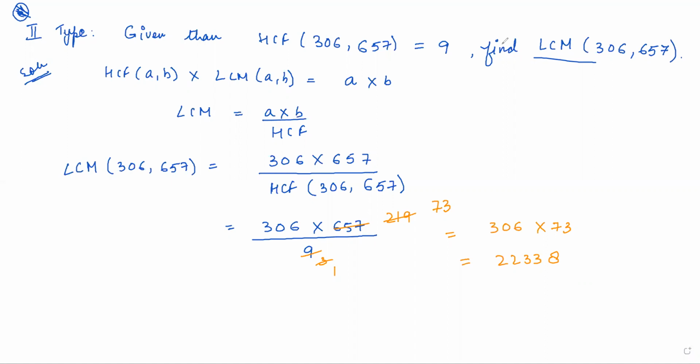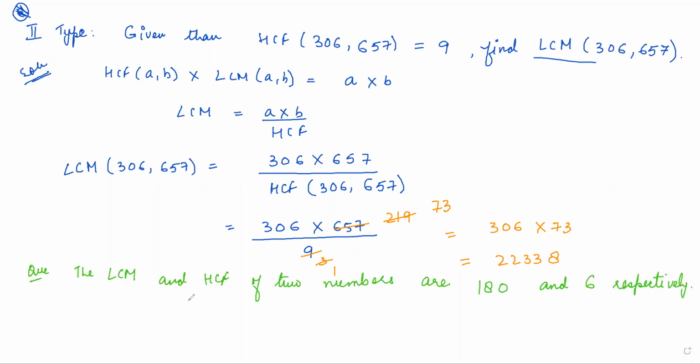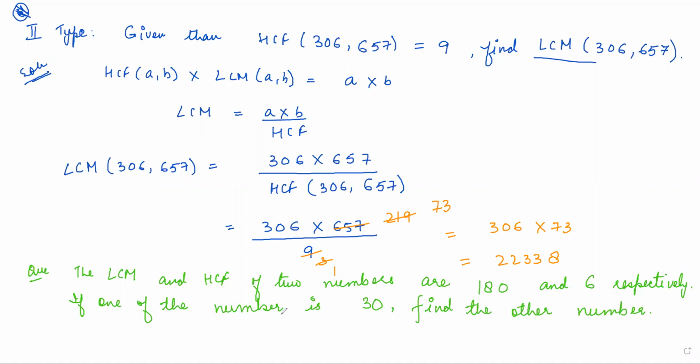Okay, now one more question I'm giving you. Please write down. Same type. The LCM and HCF of two numbers are 180 and 6 respectively. If one of the numbers is 30, find the other number. Now quickly tell me what is the other number. Abdullah, are you there in the class? Yes, ma'am. Okay, please do it.